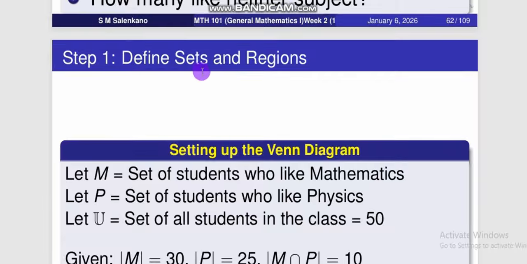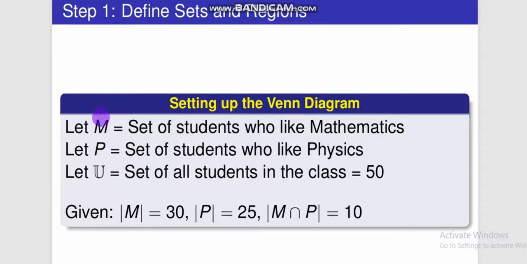The first thing we do is to define set and region. Okay, setting up the Venn diagram. So let our letter M represent the set of students who like mathematics, and then capital letter P, set of students who like physics. And then we have the universal set of all students in the class, and this is 50 as given. Okay, the number of students who like mathematics is 30 according to what we are given, and for physics we have 25, and those who like mathematics and physics are 10 students.